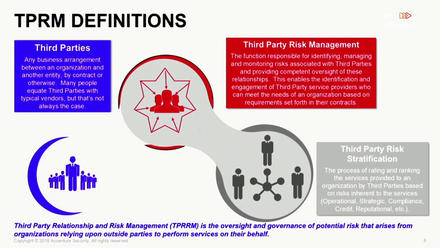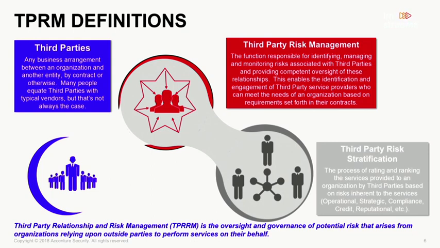Third-party risk management is about identifying, managing, and monitoring risks associated with third parties, and providing competent oversight of the relationships. This can be set out in the contracts, but in general it's supposed to be on a bigger scale. Third-party risk stratification.